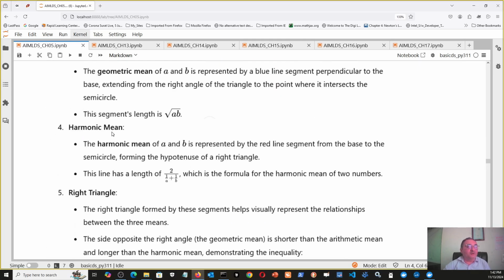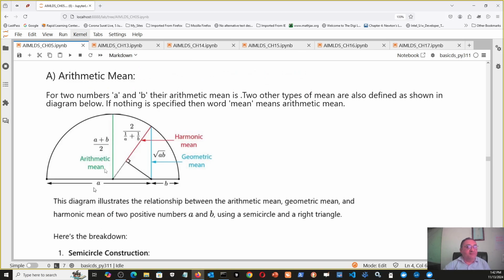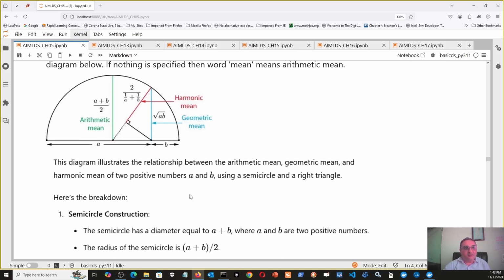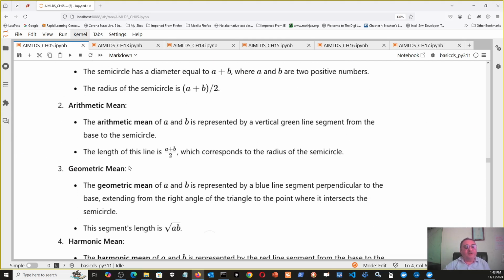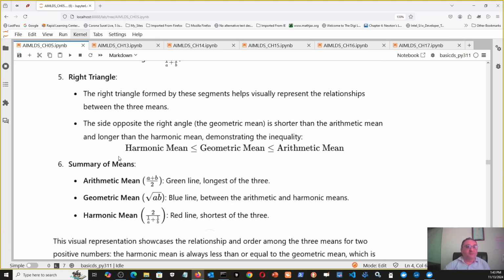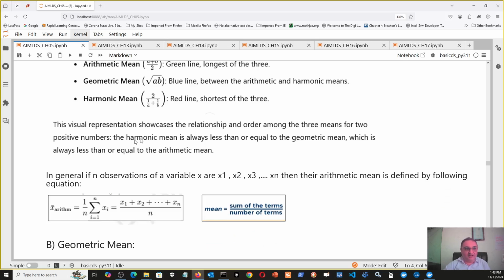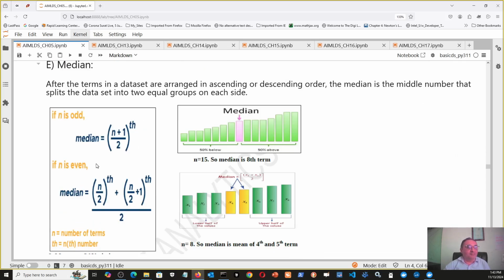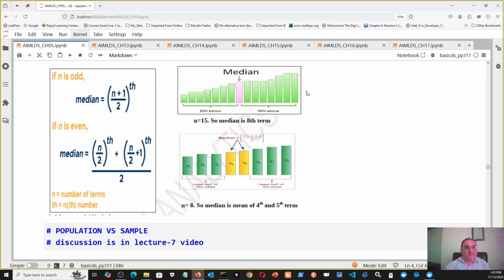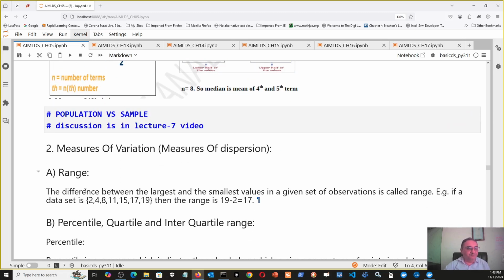We mainly talked about these parameters: the arithmetic mean, harmonic mean, and geometric mean, three types of mean. However, most important is obviously the usual arithmetic mean, which in common language we call average: the sum of two numbers divided by 2, or the sum of n numbers divided by n if there are n observations. Then there is another parameter called median. We also saw how to find the median in case the number of observations is odd or even. Now we want to discuss measures of variation.